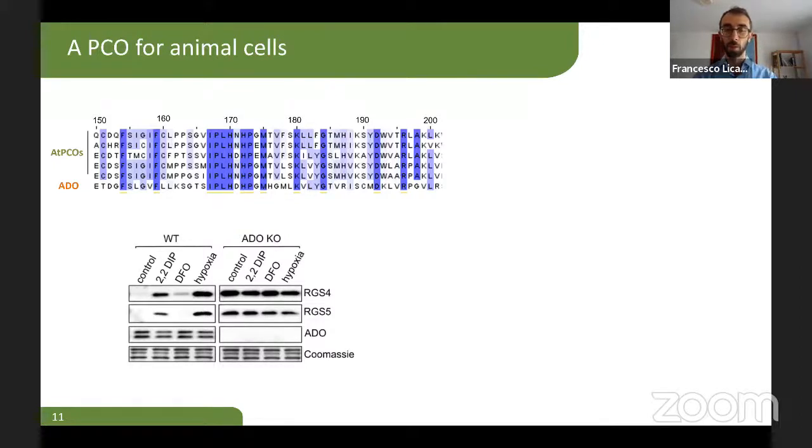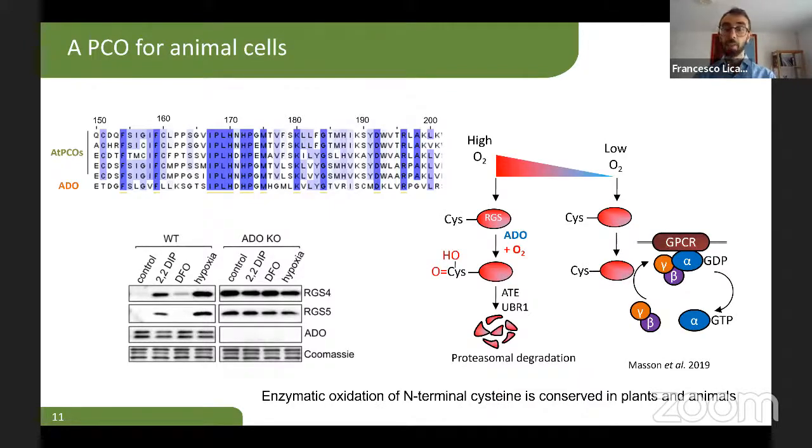G-protein coupled receptor regulating proteins, which are stabilized under hypoxia. And this hypoxia stabilization or destabilization requires ADO. So this protein is stable in an ADO knockout mutant. So apparently enzymatic N-terminal oxidation of cysteine exists in animal cells, but is not used to control transcriptional responses.